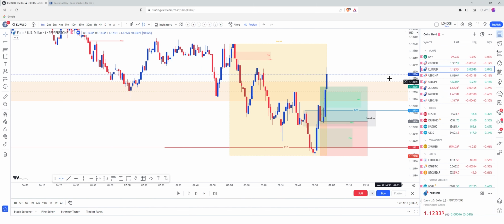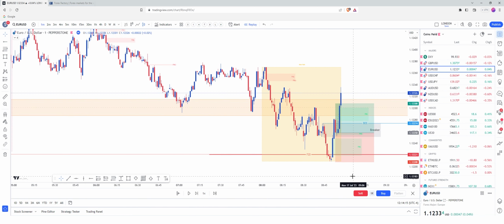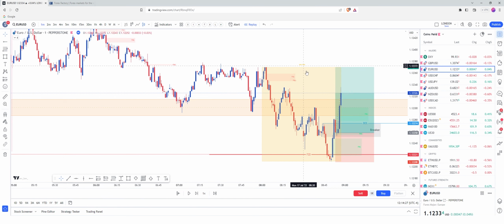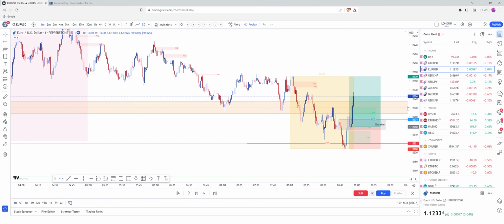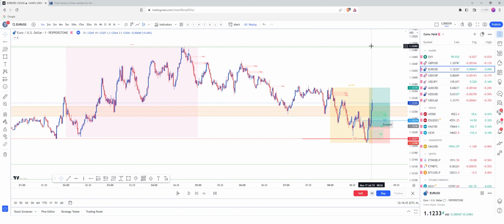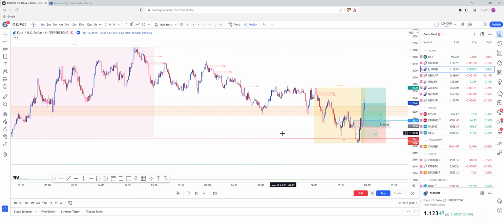Entry here. Now the next target for liquidity will probably be the session highs. So if you look here, we've got lots of relative equal highs here. So I'm going to set this at the session high, which gives us a nice 2.2. So we could take profit there and then potentially leave a runner on to hopefully take out the high of the day.